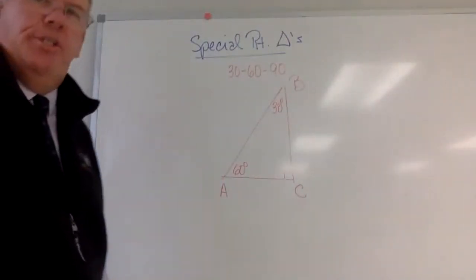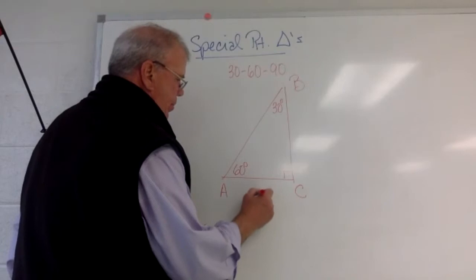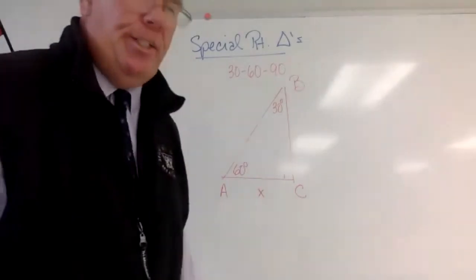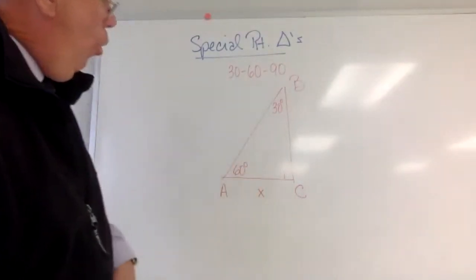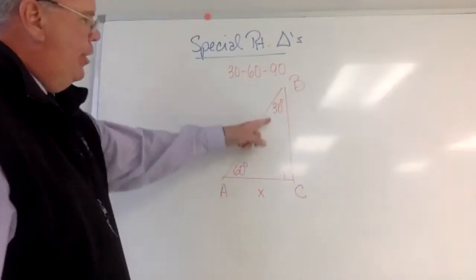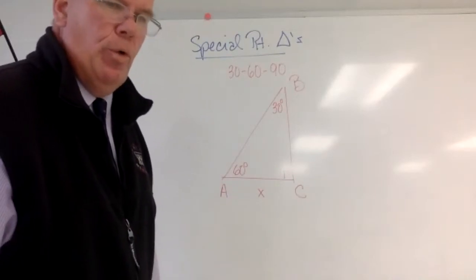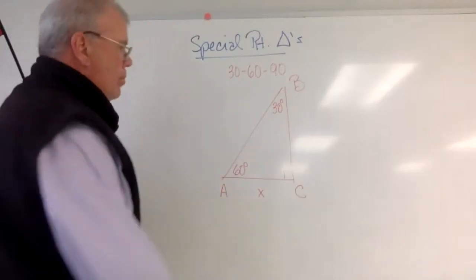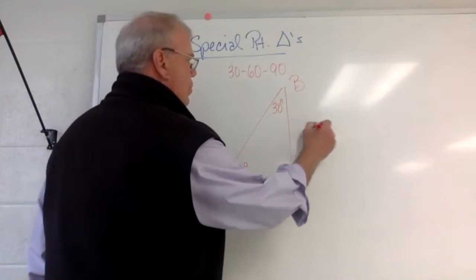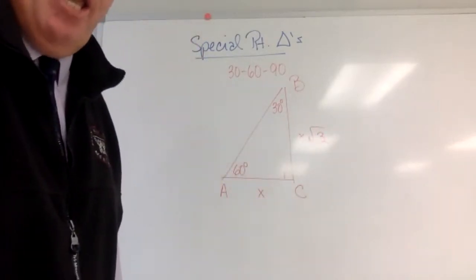If we know this side right here, if we know the shorter side is always opposite the shorter side, what do we know about the longer leg? If we know the shorter leg, what's the longer leg? What's the rule? It's radical 3 times the shorter leg.